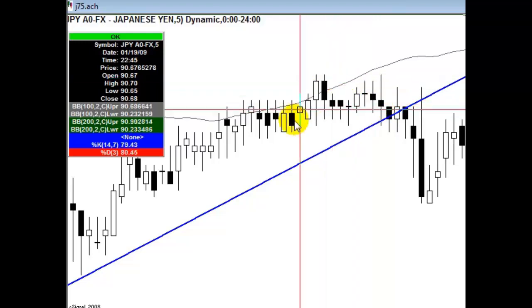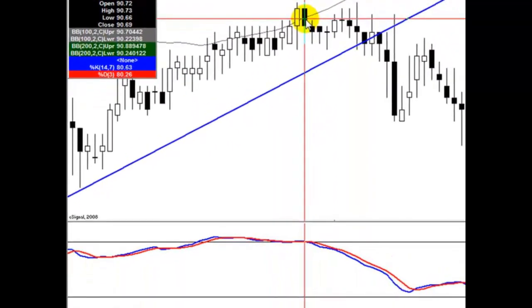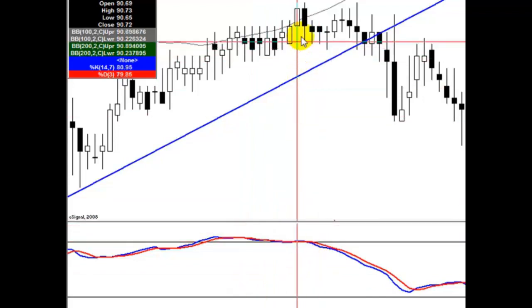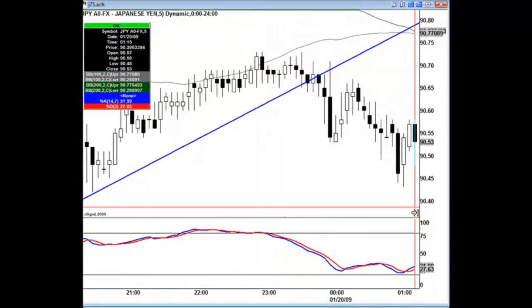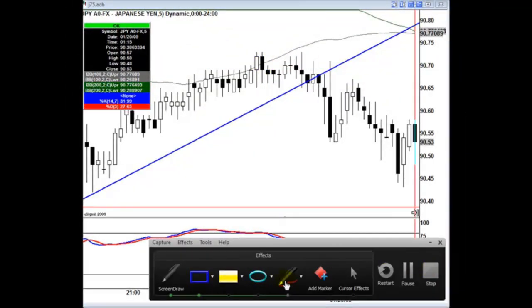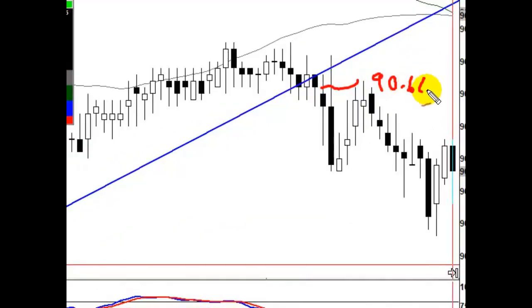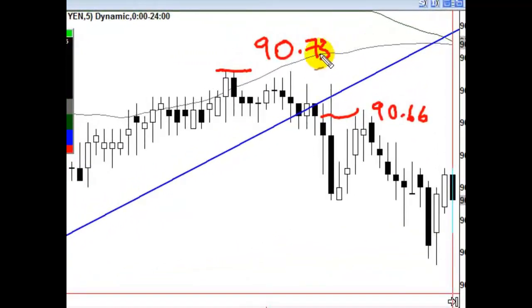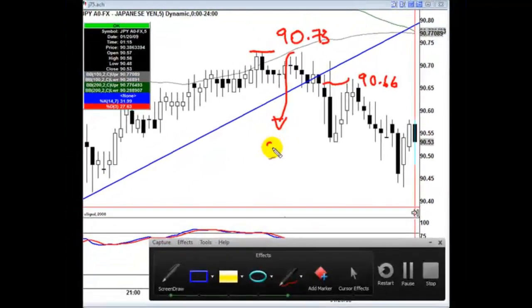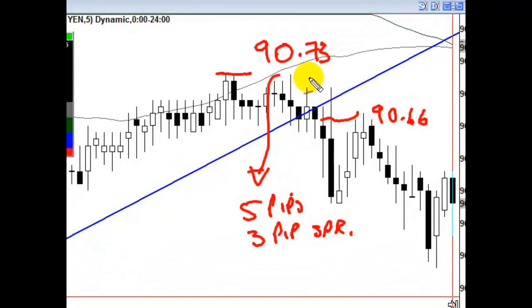The high of this topping pattern is over here, where the stochastic was overbought. The high of this candle, 90.73. So let's just work that out again. We've got our entry price 90.66. We've got our high at 90.73, and onto that I'm going to add 5 pips for the system. I'm going to add 3 pips for the spread, whatever your spread might be. That's 8 pips, so that gives me 90.81.